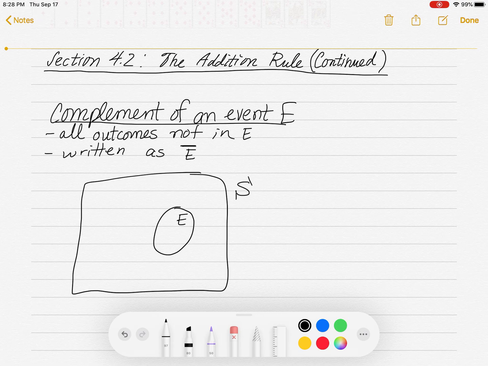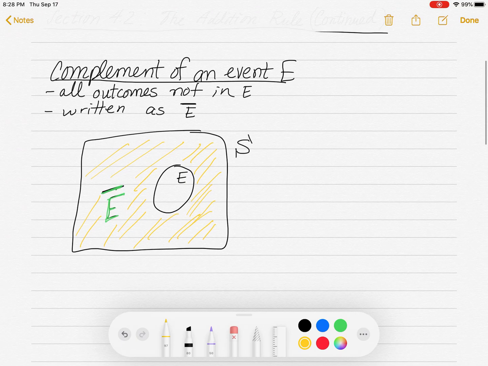So outside of that event is called the complement. So all the outcomes not in E. So everything that's not in E is called the complement. And we write E with a bar here. Let me put this in green here. E with a bar. This is called the complement of E. It's everything outside. So that would be like out here. This yellow area I'm shading. It's everything that's not inside of E. It's kind of like the opposite of E. So we sometimes call it not E or just E with a bar over top of it.